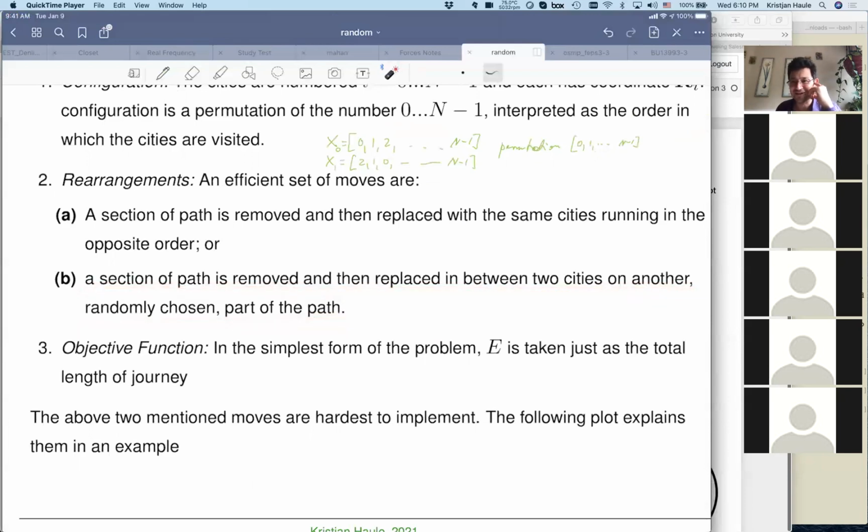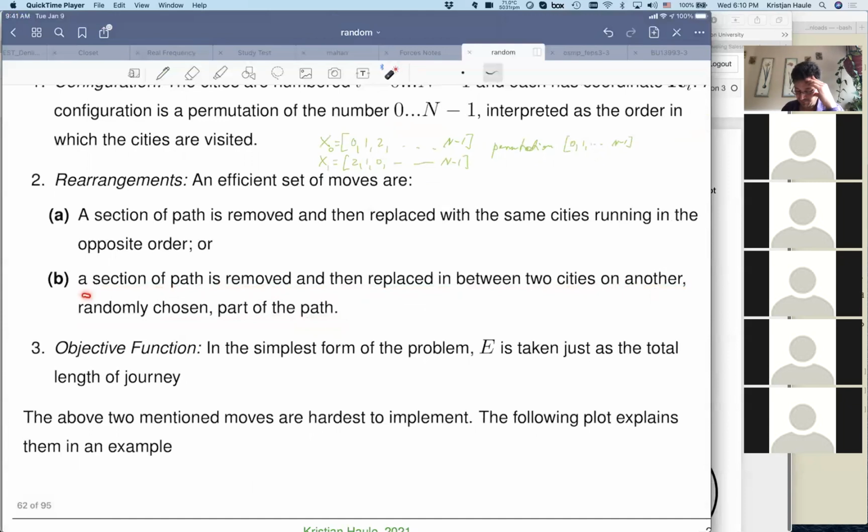Clear, huh? Completely clear. Not to me, but let me repeat once more. A section of path is removed and then replaced in between two cities on another randomly chosen part of the path.